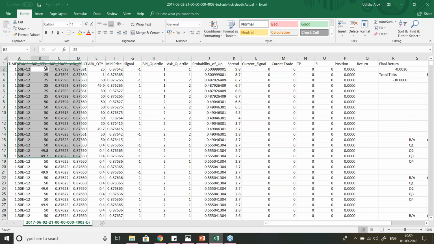So here we'll first try to understand the data or the information that we can see. We have the timestamp, and we have the bid price, bid quantity, ask price, and ask quantity. These are the 5 columns that you have. So let us understand one by one.